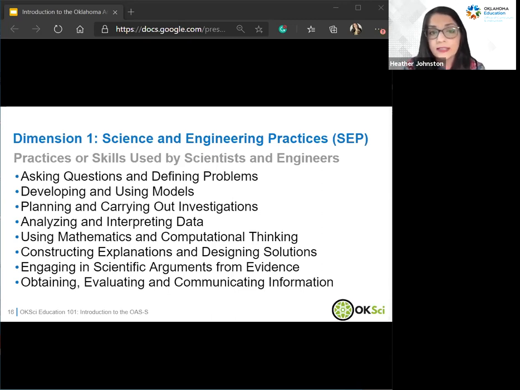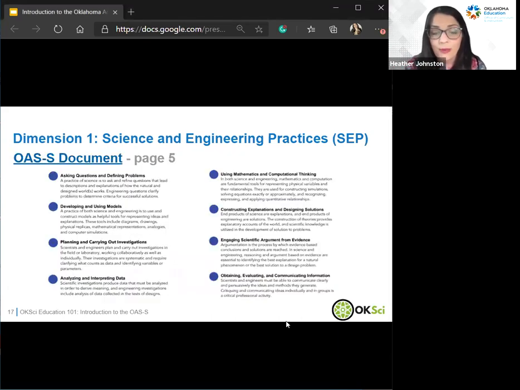So the 8 science and engineering practices that we have here are asking questions and defining problems, developing and using models, planning and carrying out investigations, analyzing and interpreting data, using mathematics and computational thinking, constructing explanations and designing solutions, engaging in scientific arguments from evidence, and then obtaining, evaluating, and communicating information. These are always identified inside the standards. If you are wanting more information about each of these particular science and engineering practices, there are a couple places that we can look for more information.